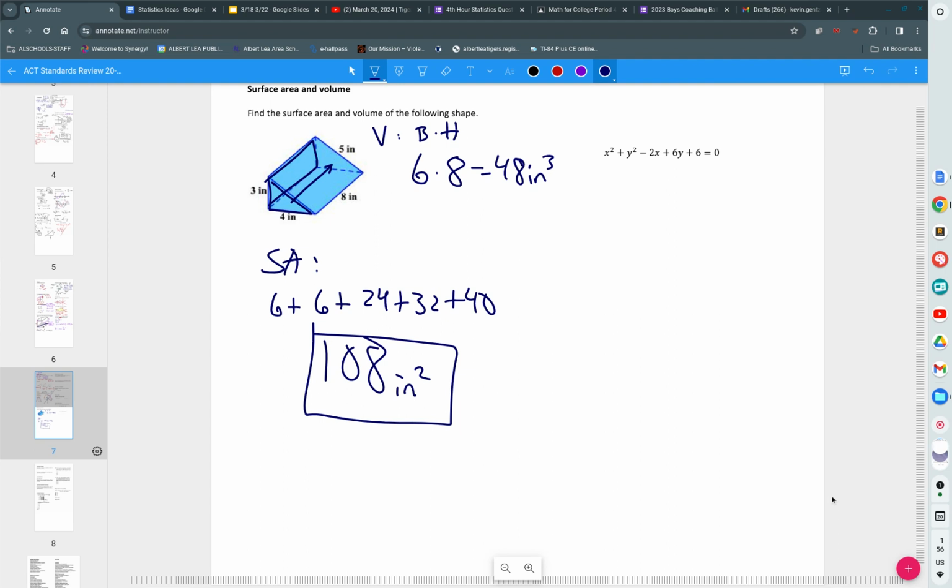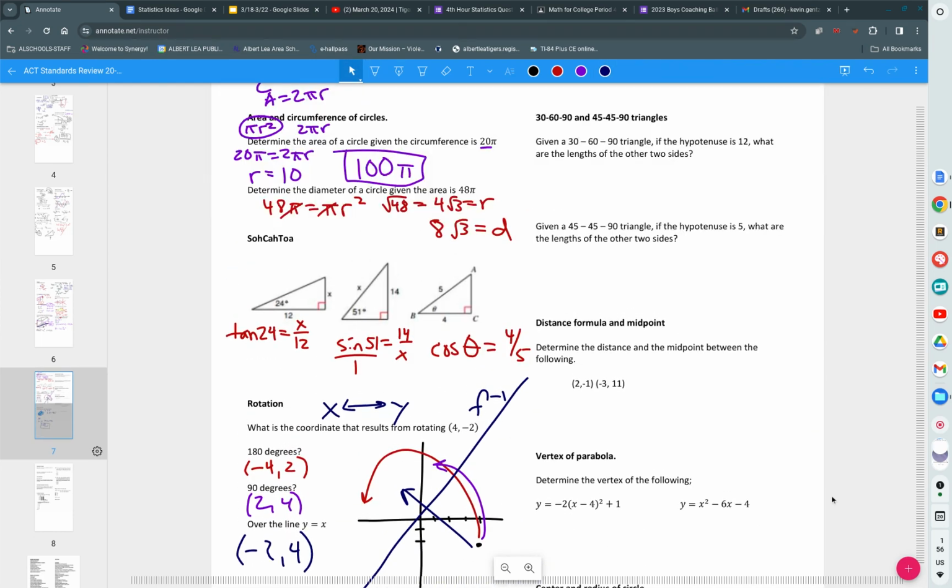I got 108. Is that what you got? Okay. I cross off the faces when I do them. Make sure I've got each one. 108 is the deal.